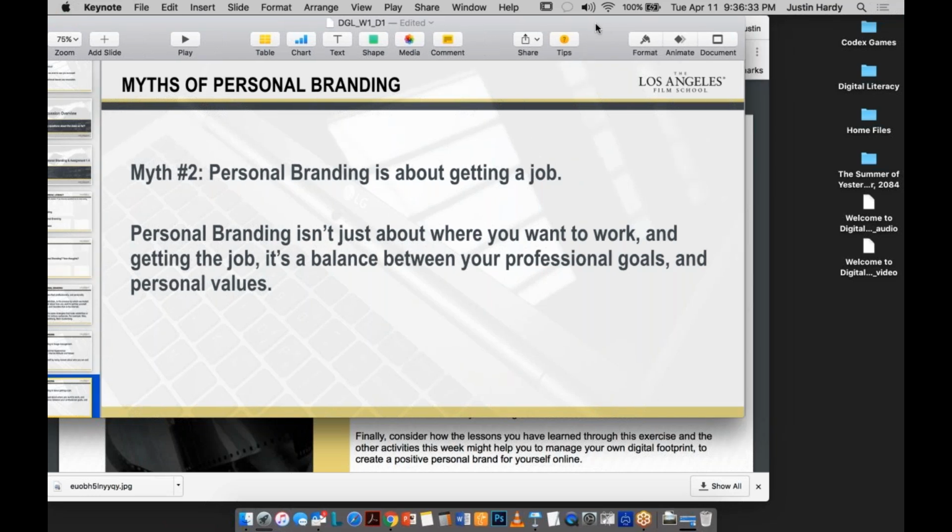The second myth is that personal branding is about getting a job. It certainly helps, but it is not the means to an end to getting a job. Personal branding isn't just about where you want to work or getting the job. It's a balance between your professional goals and your personal values. So, what do you value professionally? What do you value personally? And what do you believe in? And how are you going to meld those together?